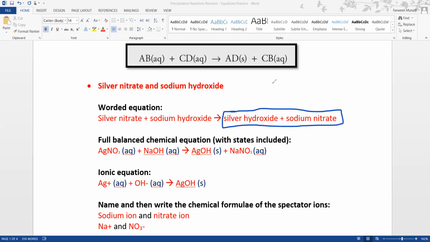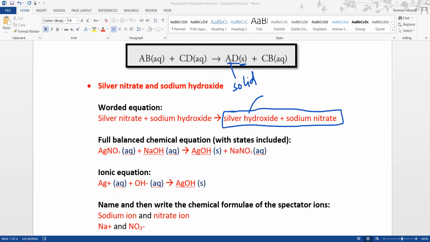Our precipitate is always solid, yeah? We know that because it's in our formula, AD brackets S. So the precipitate is always a solid substance. For that reason, we know that silver hydroxide in this case is our precipitate because of the positioning in which we've written that.